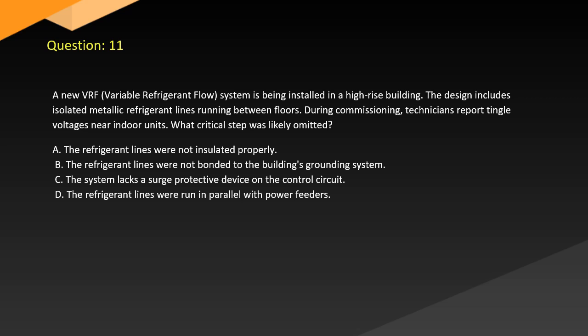Question 11. A new VRF (variable refrigerant flow) system is being installed in a high-rise building. The design includes isolated metallic refrigerant lines running between floors. During commissioning, technicians report tingle voltages near indoor units. What critical step was likely omitted? A. The refrigerant lines were not insulated properly. B. The refrigerant lines were not bonded to the building's grounding system. C. The system lacks a surge protective device on the control circuit. D. The refrigerant lines were run in parallel with power feeders.